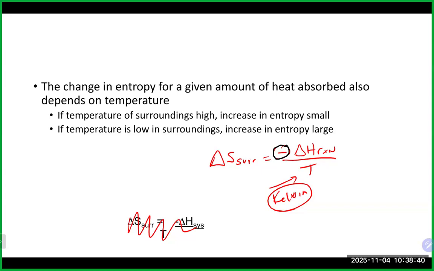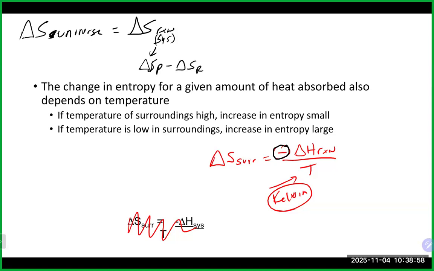All right, so delta S of the universe is equal to our delta S of our reaction or our system. And that is again our delta S of our products minus the delta S of our reactants, plus the delta S of our surroundings, which is basically minus delta H over T. And again, those are the two components that we could use to determine whether or not a reaction is spontaneous in this case. So let's take a look at one here and see what we come up with.